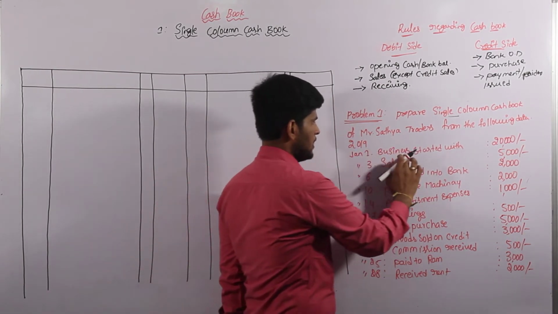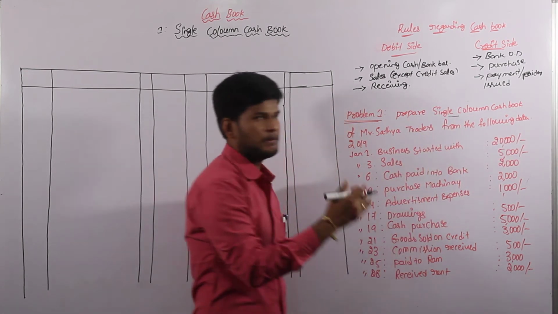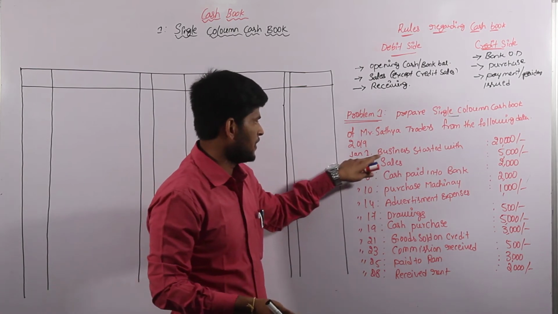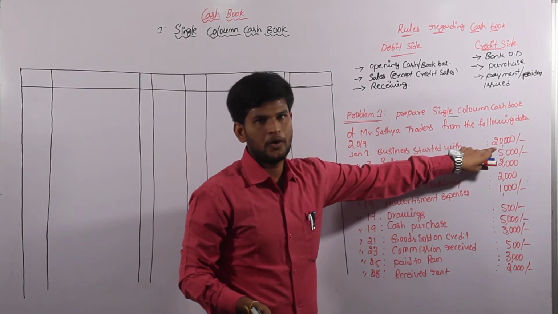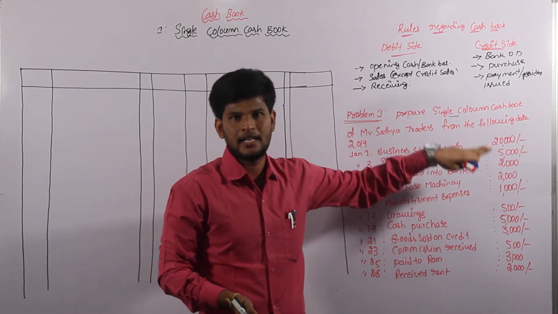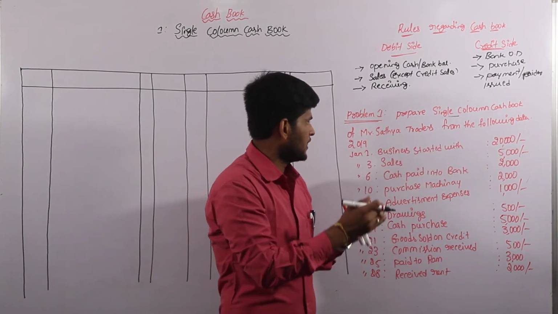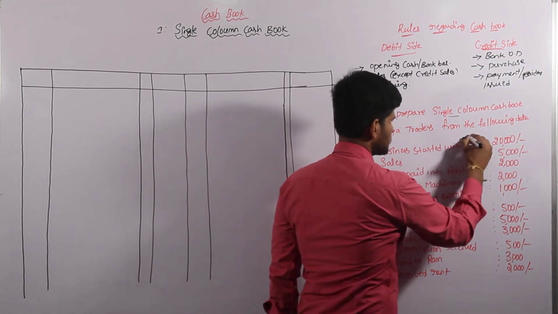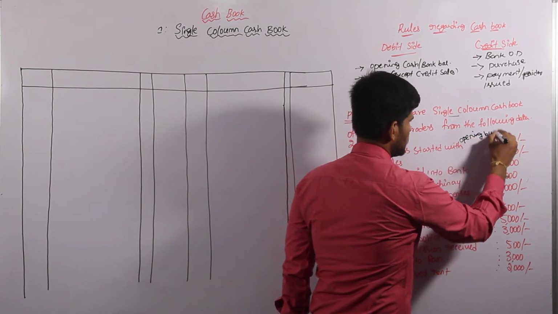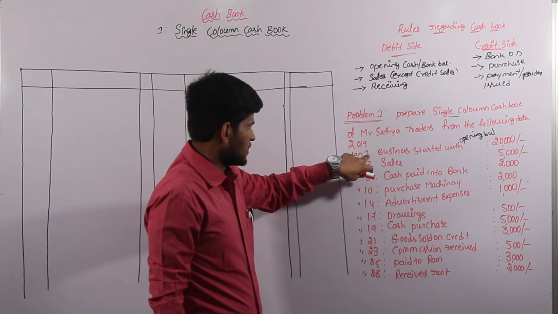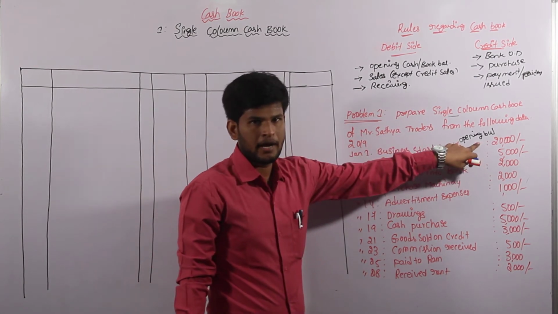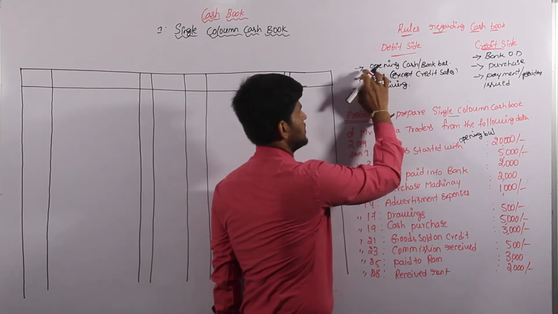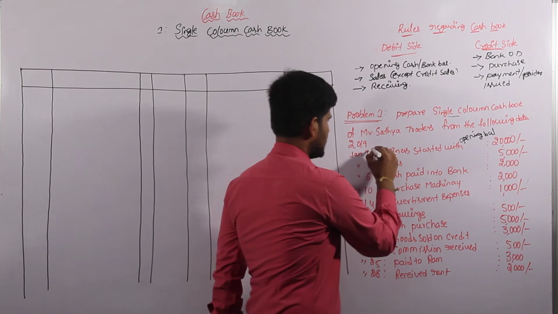And come to the first one, business started with 20,000. Business started is nothing but an opening value. Once again, January 1st business started with 20,000. How do we consider it, debit side or credit side? Satya Traders are going to start the business with 20,000. It is nothing but opening value, meaning opening balance we have to consider. So the first transaction we are considering as an opening balance. Then we have to see whether it goes to debit or credit. In debit side opening balances we have to enter. I am indicating this here.